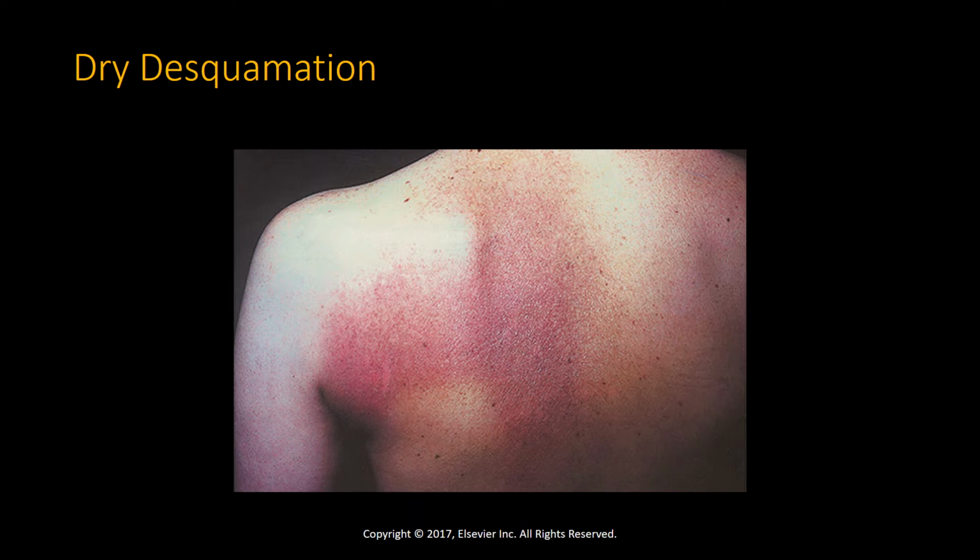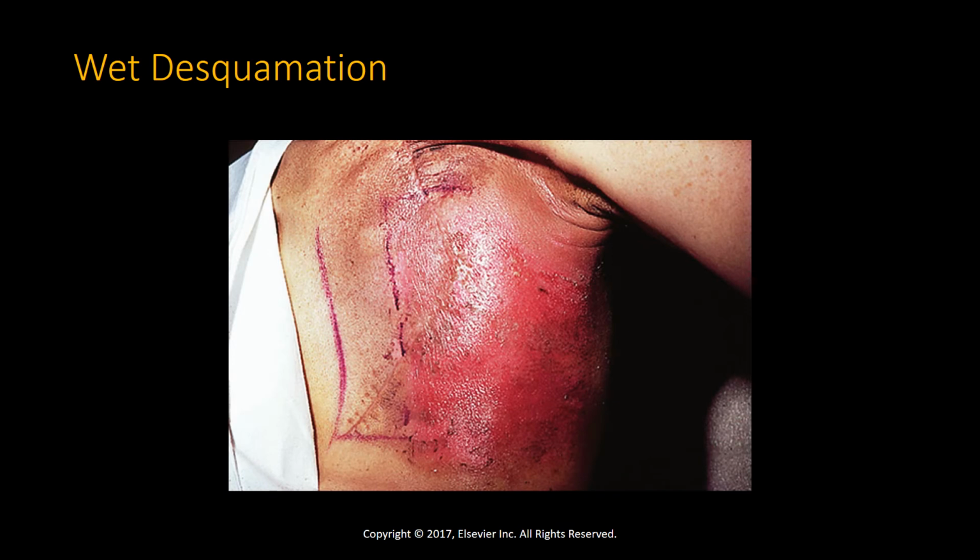So this is a picture of dry desquamation, and you can look it up and get some more details on it. Okay. And if the rate of cell sloughing is faster than the ability of the new epidermal cells to replace the dead cells, then a wet desquamation occurs with the exposure of the dermis and weeping of serous fluid. So I have a picture of that as well. There's your wet desquamation.